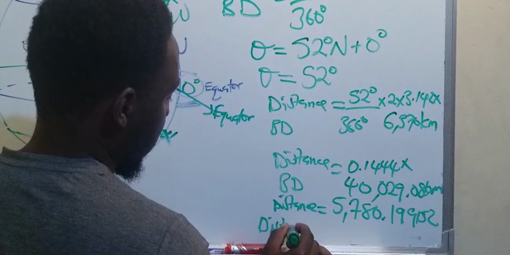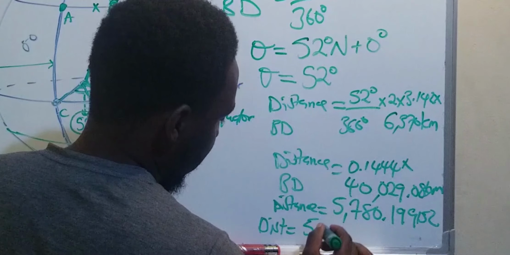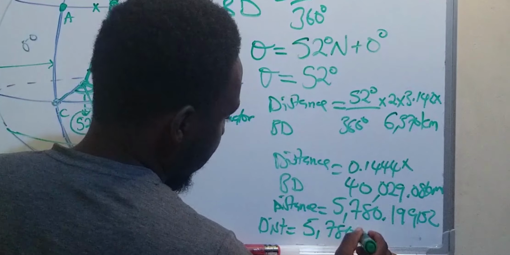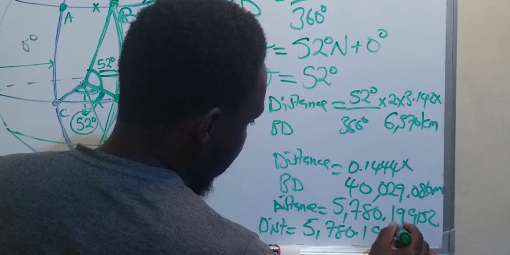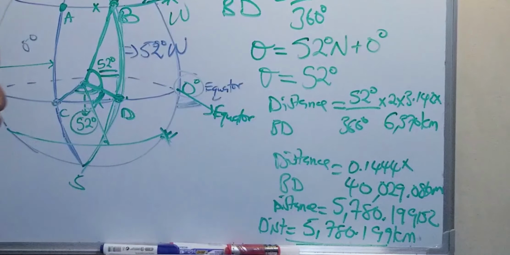We write this to 3 decimal places. Distance is equal to 5,780.199 kilometers. So your calculations are correct. If our calculations are correct, then this is how you find the distance along NBDS.